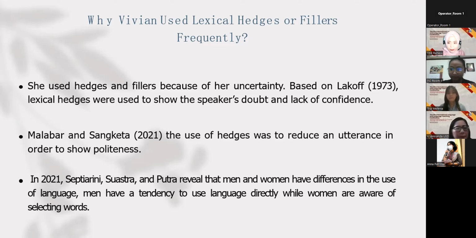All right, so that's the presentations for Ms. Tia and Ms. Johanna. And if I can conclude so far, the most used language feature in the movie is lexical hedges, like maybe, by the key character Vivian. Okay, so thank you, Ms. Tia and Ms. Johanna, for the interesting presentations.